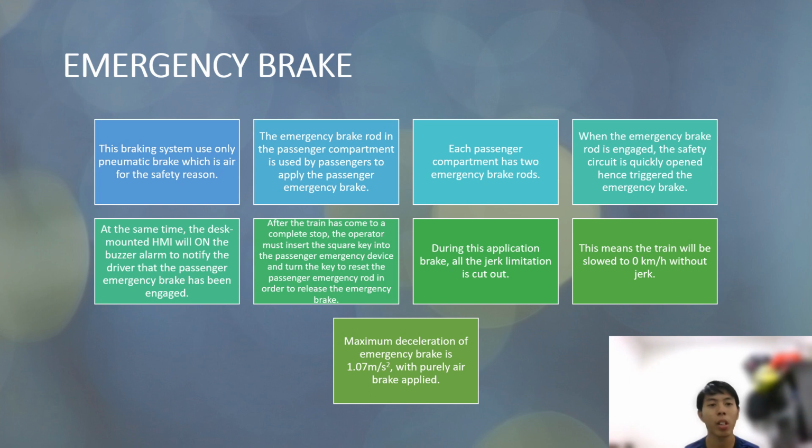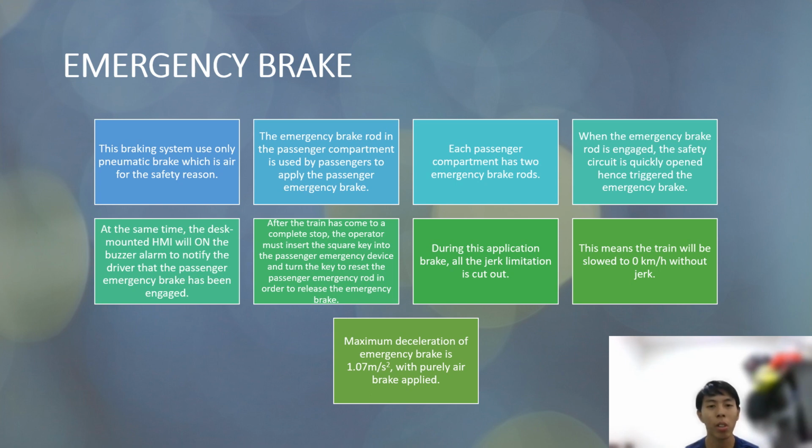Next, the emergency brake. This braking system uses only pneumatic brake, which is air, for safety reasons. For example, if the train is in a critical condition where the electricity is not sufficient to operate or drive the train, the service brake will not function well because it requires electricity to energize the electrodynamic and electro-pneumatic brake. So we need to use purely pneumatic brake, which is air, to stop the train. That's why we choose pneumatic brake for the emergency brake.